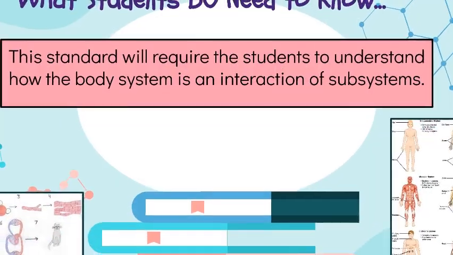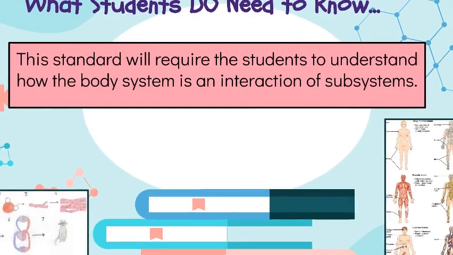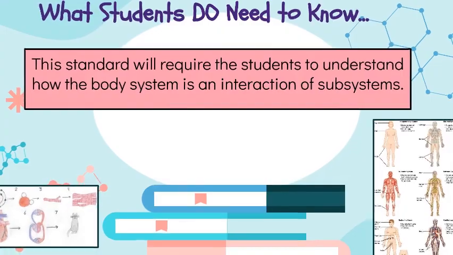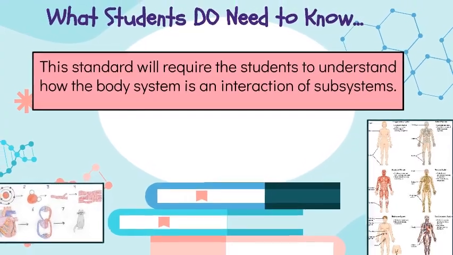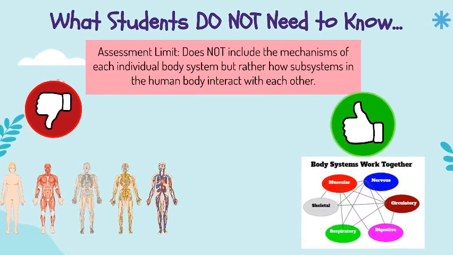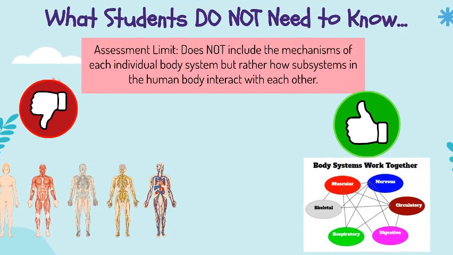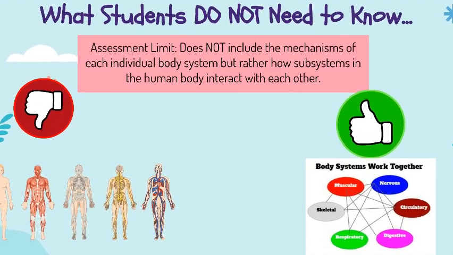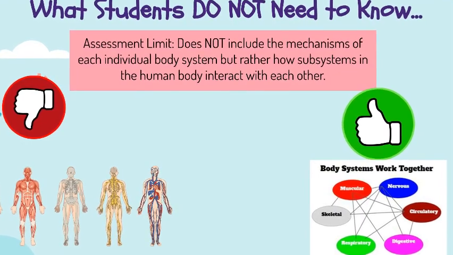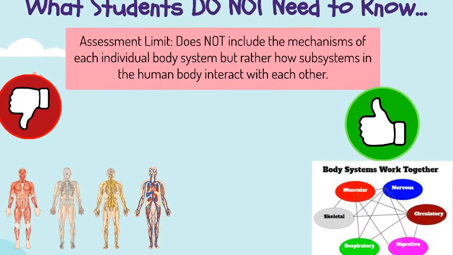What students do need to know. This standard will require the students to understand how the body system is an interaction of subsystems. What students do not need to know. The assessment limit does not include the mechanism of each individual body system, but rather how subsystems in the human body interact with each other.